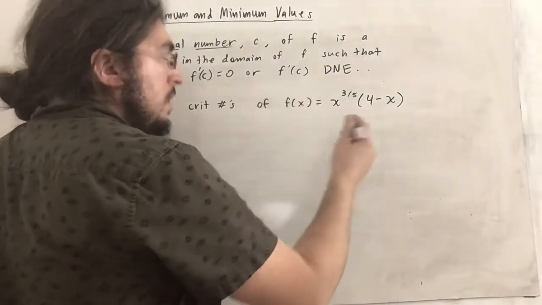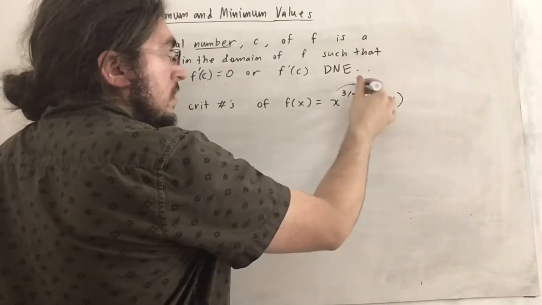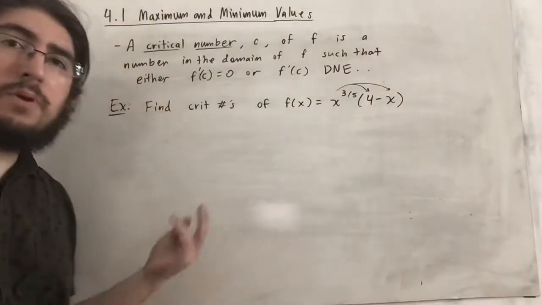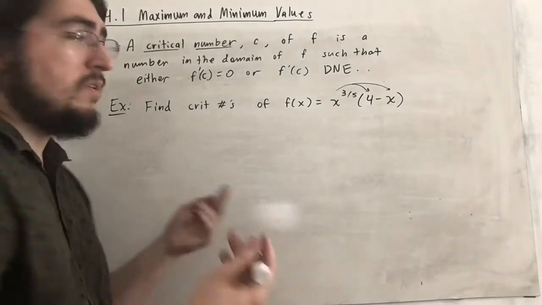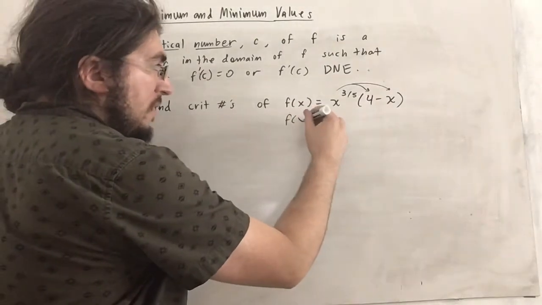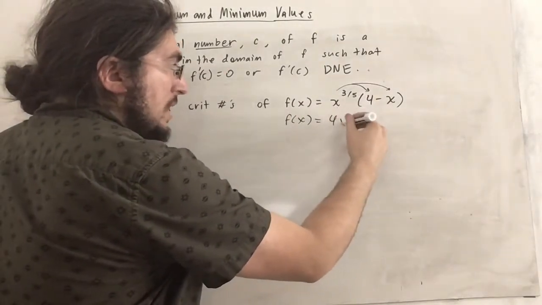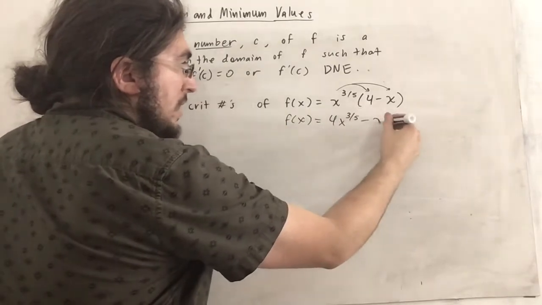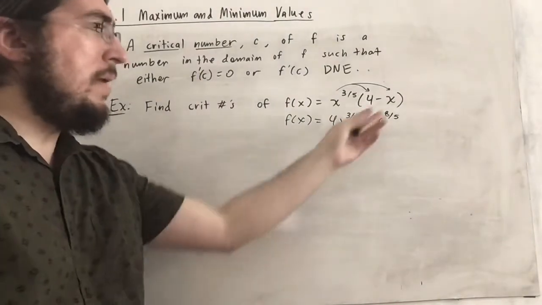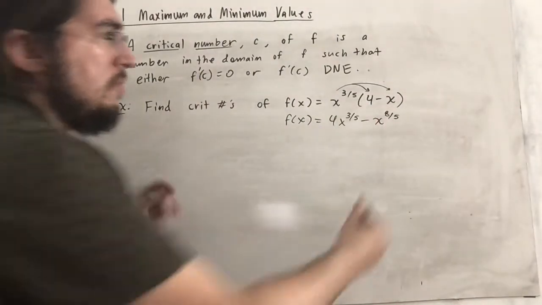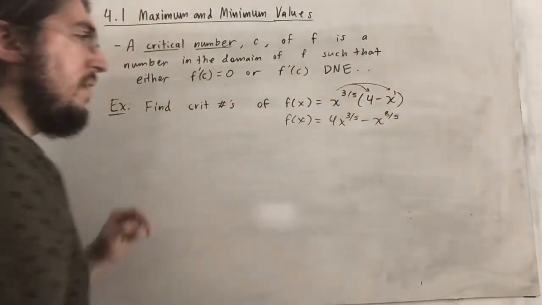Anyways, what I really want to do here is distribute. Otherwise, you'd have to use the product rule to find the derivative, and why do the product rule if you can avoid it? So f of x in this case is going to be 4x to the 3/5, I meant to say 3 over 5, minus x to the 8 over 5, because of course if you add 1 to 3 over 5, you get 8 over 5.